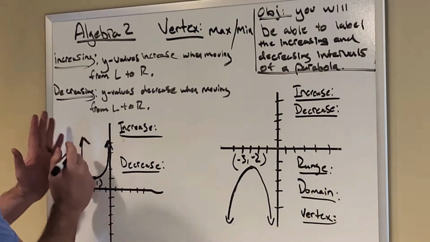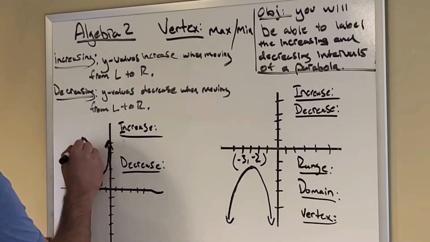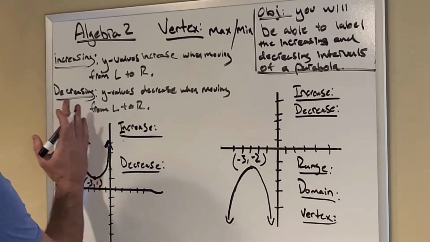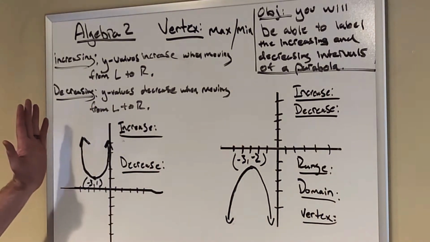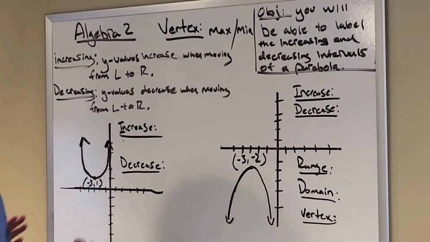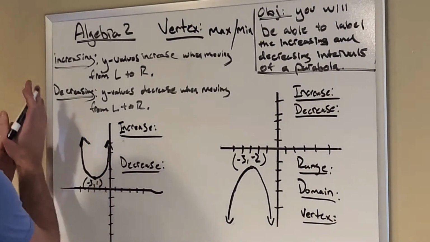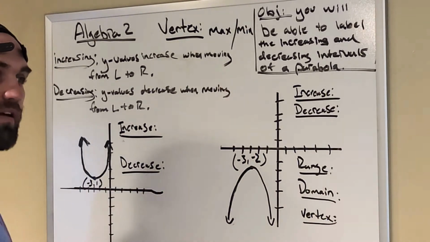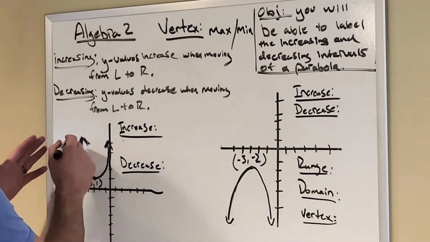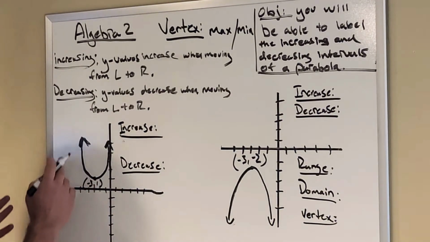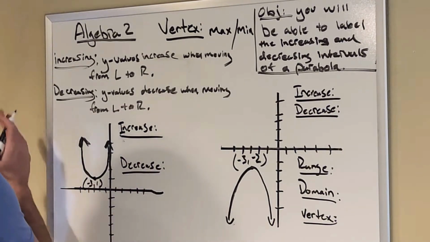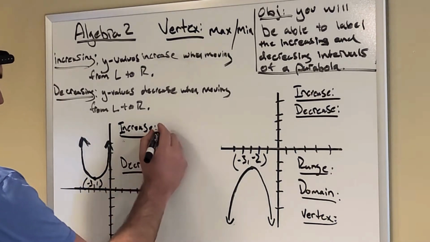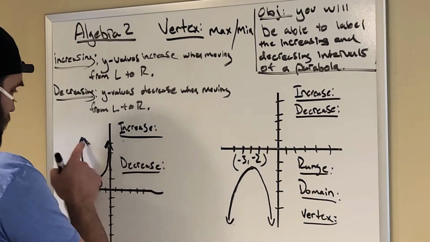So let's start with this piece. This is decreasing because here I'm going down, if I'm moving from left to right. And that's going to start at negative infinity. Just like how I labeled my domain with infinity because we have the arrow, we're going to do the same thing with increasing and decreasing. So we're starting at negative infinity and we're moving towards the vertex. So I'm decreasing from negative infinity.